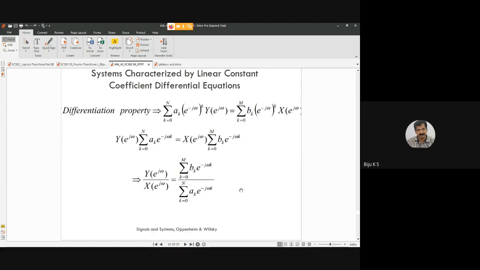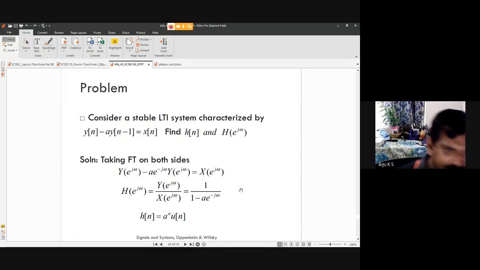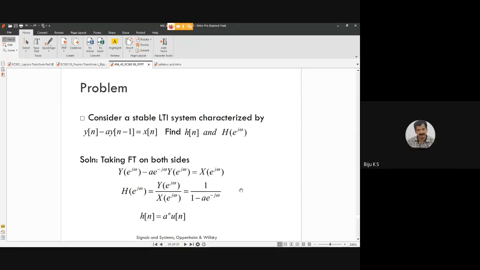Actually, this was taken earlier, but from the examination point of view, I have to take it one more time. So next we can take a problem. Consider a stable LTI system characterized by y[n] minus a y[n-1] equal to x[n]. Find h[n] and H(e^{jω}). h[n] is the impulse response. Find the impulse response and the frequency response of this system.